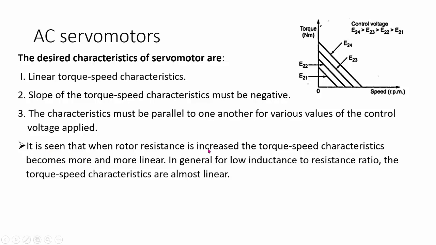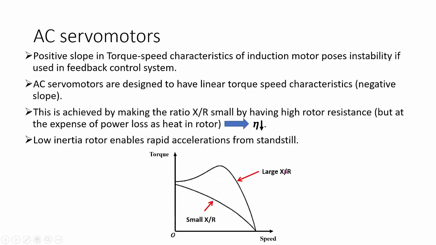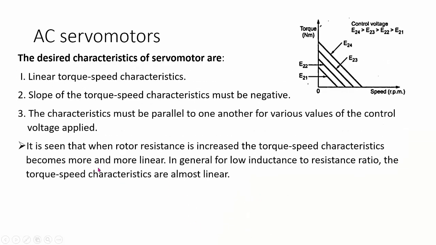Now it is seen that when the rotor resistance is increased, the torque-speed characteristics become more and more linear. If you look at this particular curve, as you increase the value of R, the curve shifts downward, and as you keep on increasing R as much as possible, you almost get a linear line. In general, for a low inductance to resistance ratio, the torque-speed characteristics are almost linear. So I guess this explains AC servo motors.